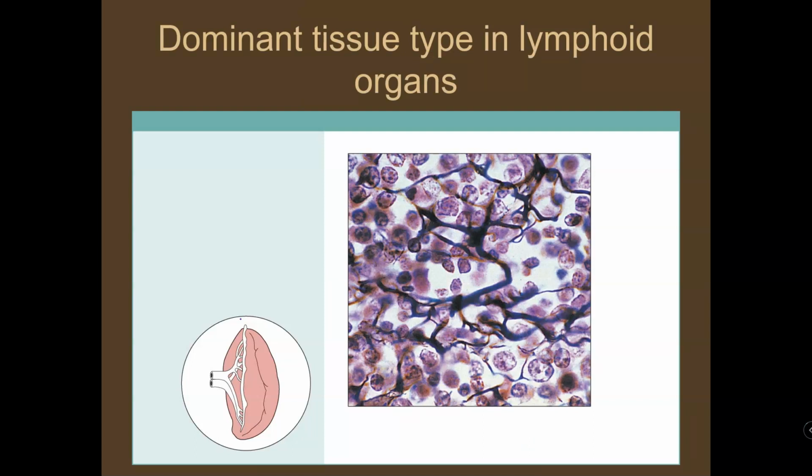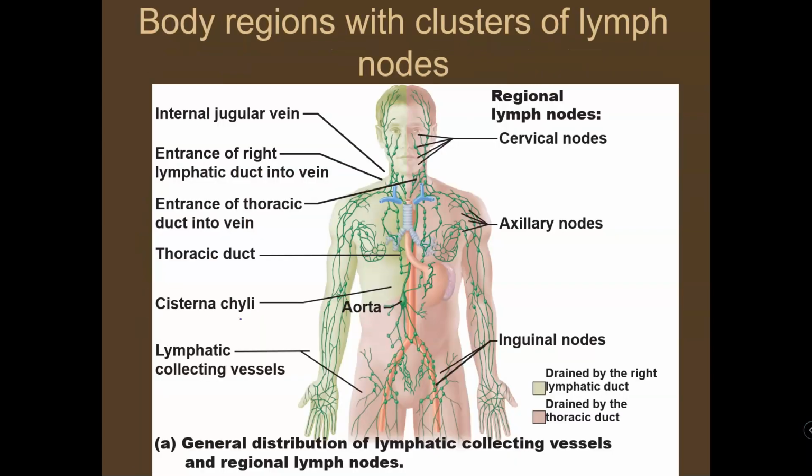The dominant type of lymphoid tissue is the reticular tissue from last semester. Body regions with large clusters of lymph nodes are the cervical region, which is the neck, the axillary region, which is the armpits, and then the inguinal region, which of course is the groin.